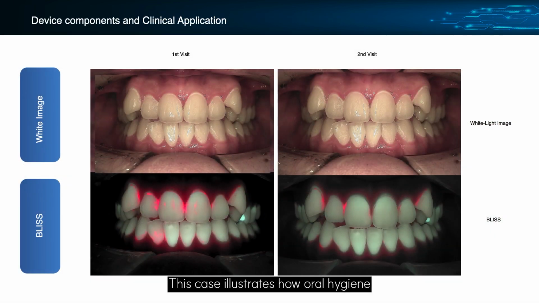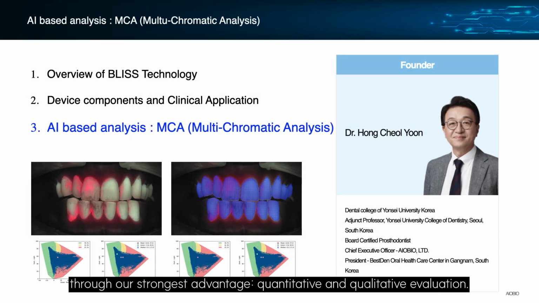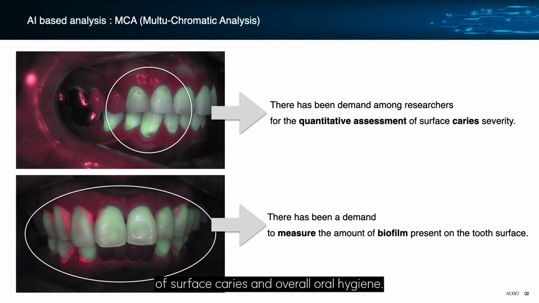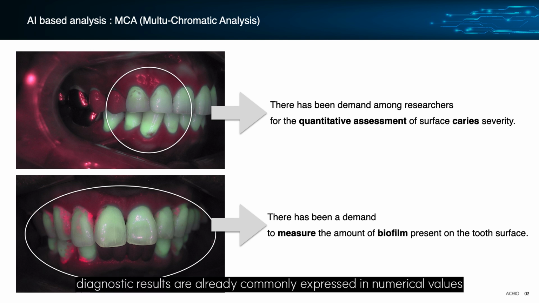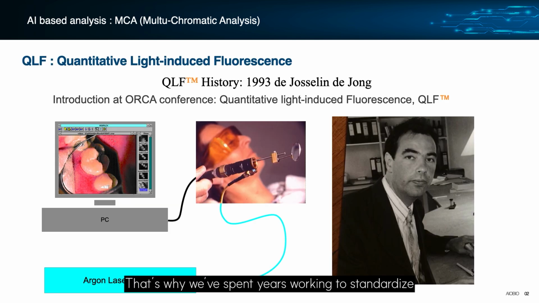This case illustrates how oral hygiene can improve with the use of QScan+, and now I'd like to explain how we represent this improvement through our strongest advantage, quantitative and qualitative evaluation. We aim to provide patients with both quantitative and qualitative evaluations of surface caries and overall oral hygiene. In medicine, diagnostic results are already commonly expressed in numerical values, but dentistry still lacks this level of objectivity. That's why we've spent years working to standardize and quantify these diagnostic outcomes.